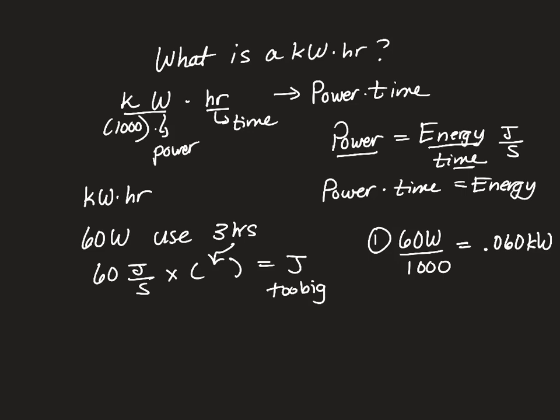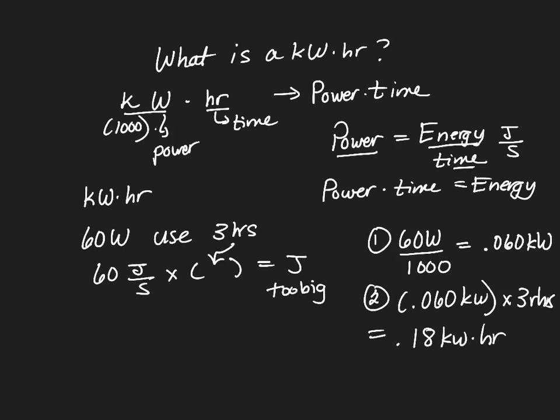Then the next thing you want to do is say, okay, how many kilowatt hours is that? So I'm still going to do a power times a time, but this time I'm going to use 0.060 kilowatts times 3 hours. Okay, and that equals 0.060 times 3, 0.18 kilowatt hours. It doesn't seem very much.